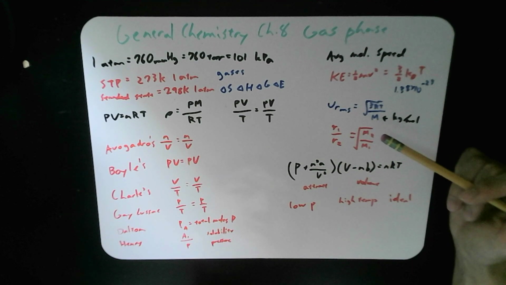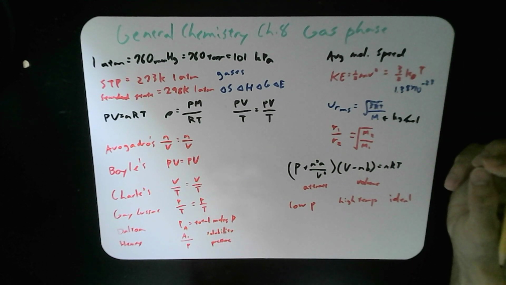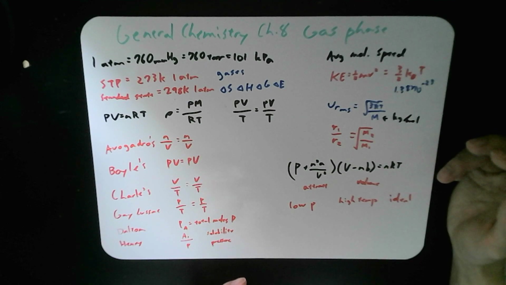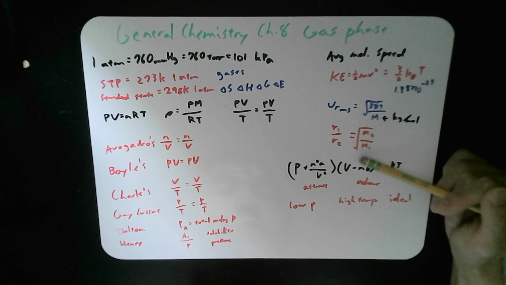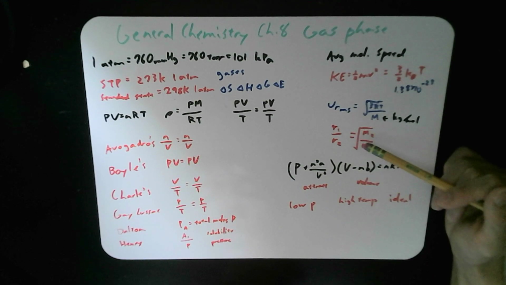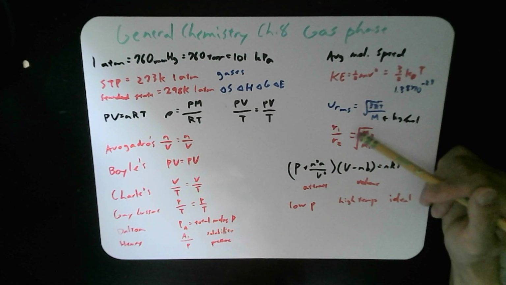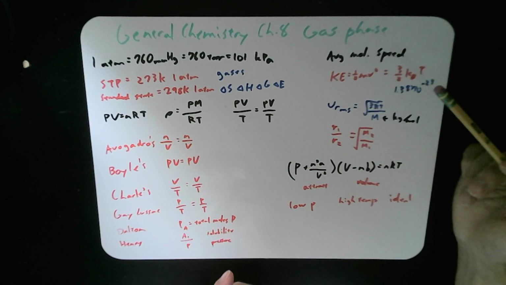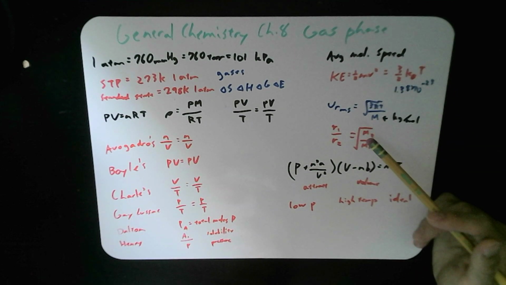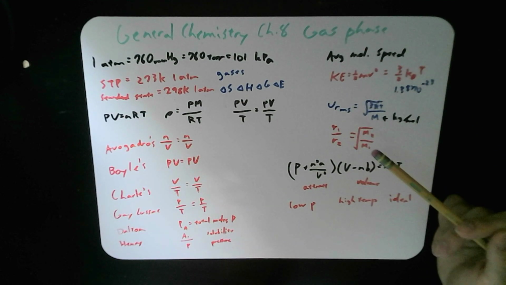So if we have a hydrogen molecule and an oxygen molecule that is 16 times bigger, it's going to travel not 16 times but actually 4 times as fast. 16 over 1 is 16, the root of that is 4, so it's going to travel at a rate 4 times faster than the other. Hydrogen is going to travel 4 times faster than oxygen because it's much smaller.